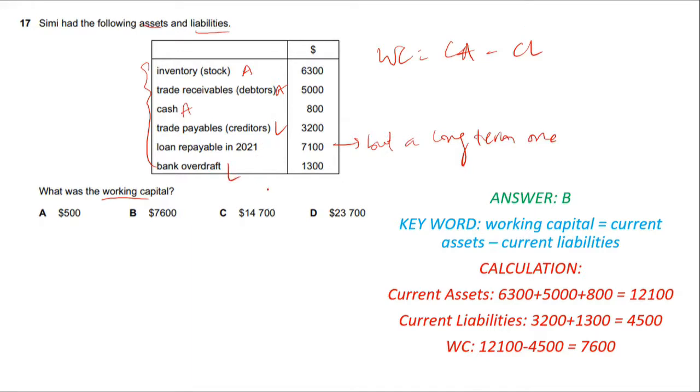Bank overdraft is a liability as well. So you would have a total of current assets here, total of current liabilities. You would take the difference, and voila, you would get this answer of 7,600. And your answer is option B, 7,600.